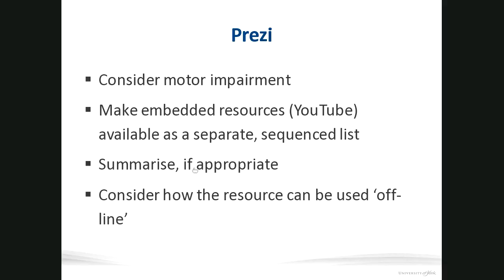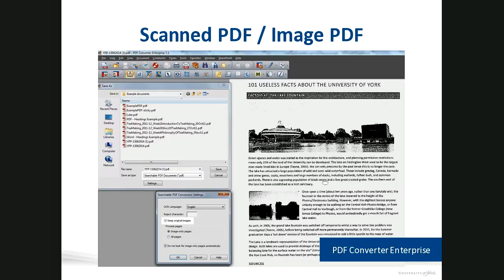And also consider how the resource can be used offline, i.e. as a PDF export. Now, if you are creating PDFs, particularly for scanning documents, be aware that when you scan documents or if you export a PDF in something like Prezi, it can sometimes be exported as an image-based PDF, and that is not accessible to screen reading software. So with an image-based PDF, you can't select the text.